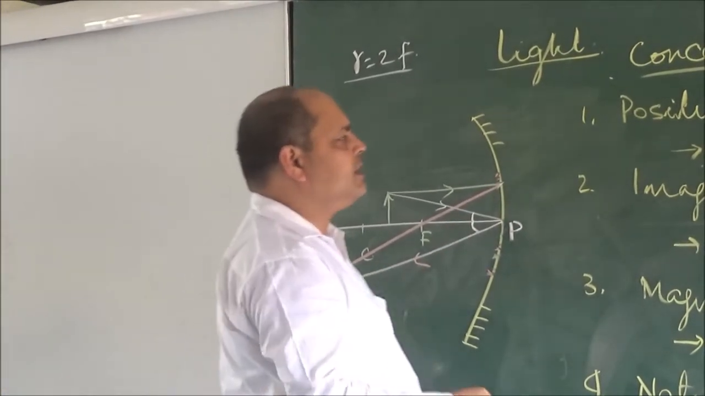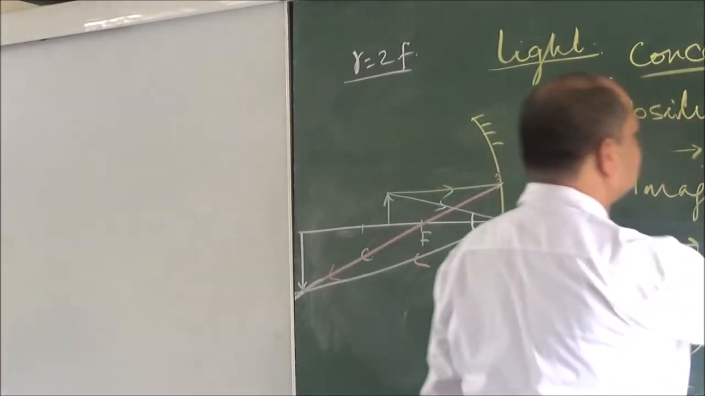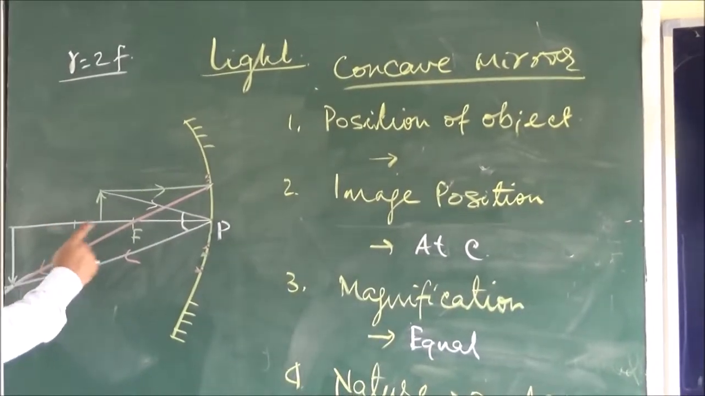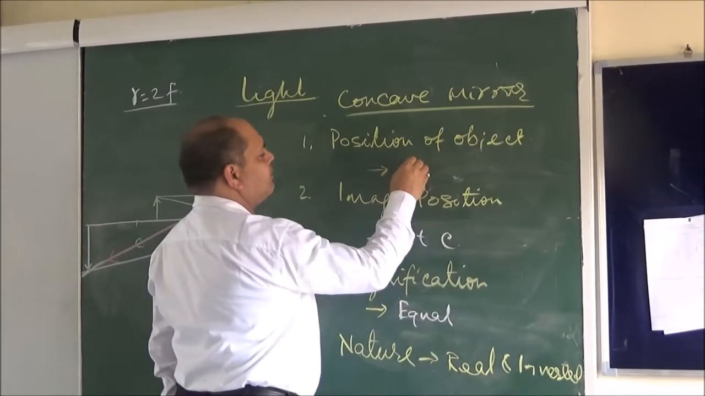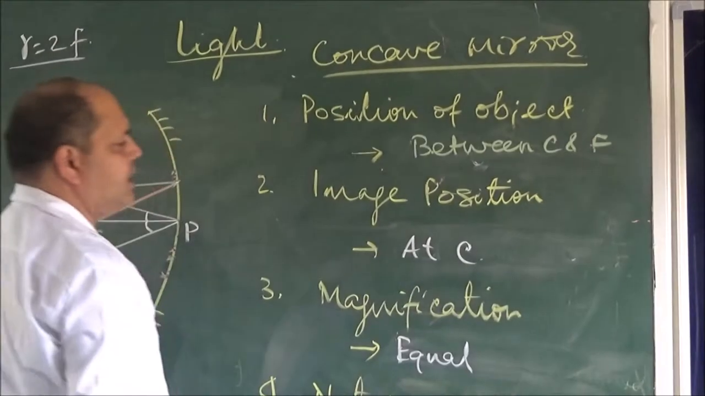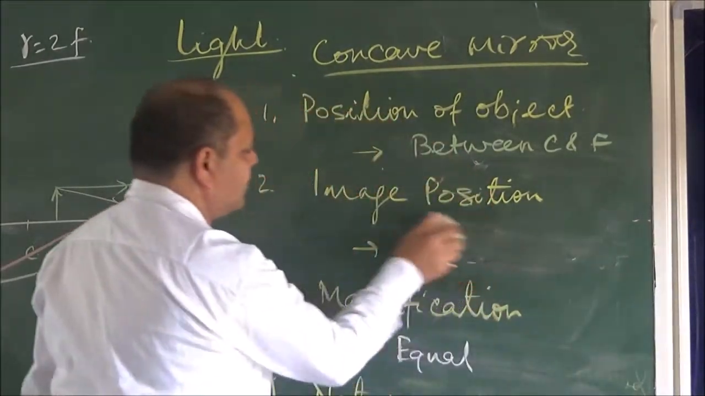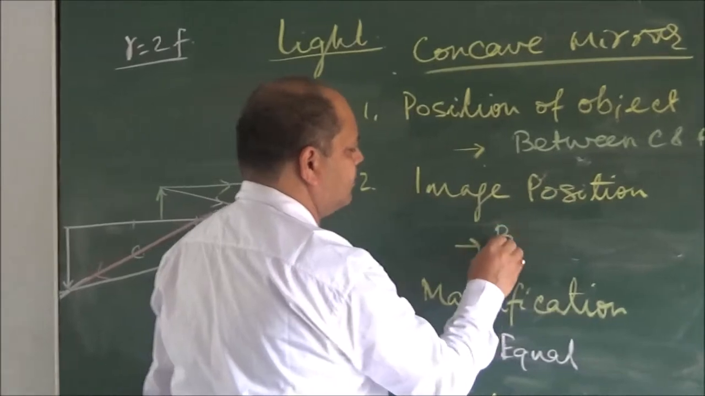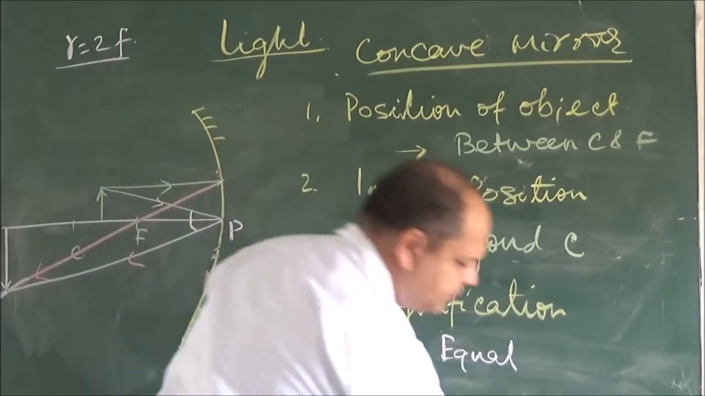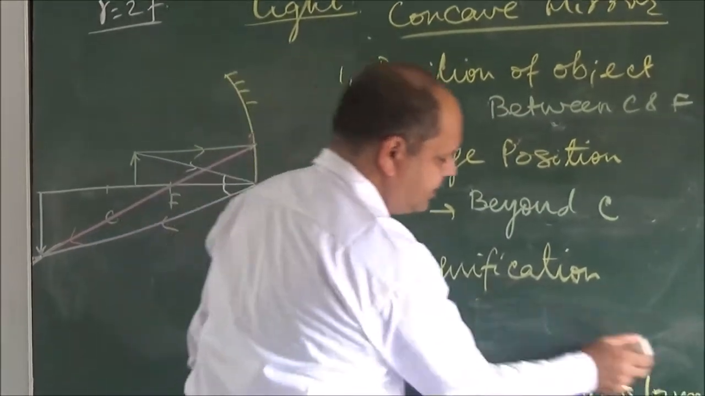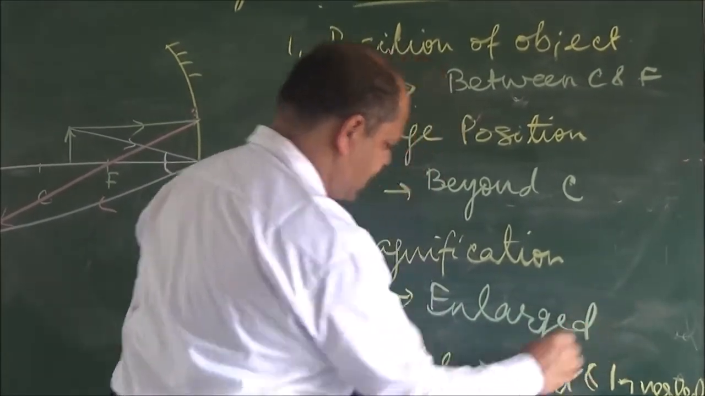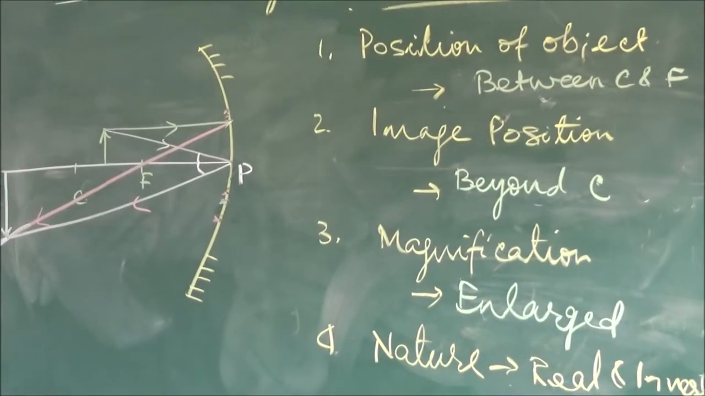Once again, we'll write the things. Position of object is between C and F. Image position is beyond C. And magnification? Enlarged. Yes, it is enlarged. And nature, once again, real and inverted.